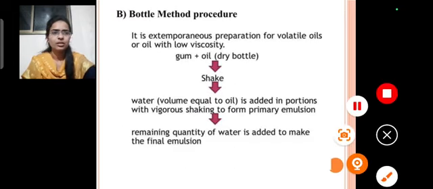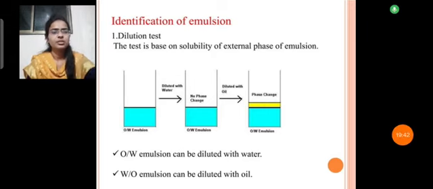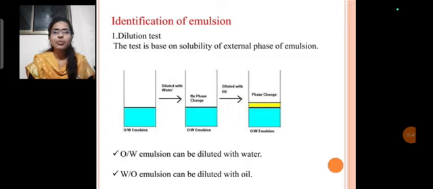Next is the identification tests of emulsion. First test is the dilution test. The test is based on the solubility of the external phase of the emulsion. External phase means the continuous phase. If we take an O/W type of emulsion and dilute it with water, no change occurs, because water is the continuous phase, so they are diluted and mixed with each other.